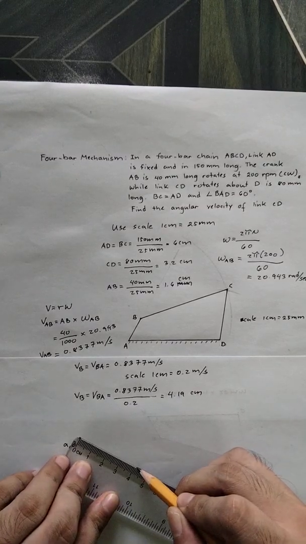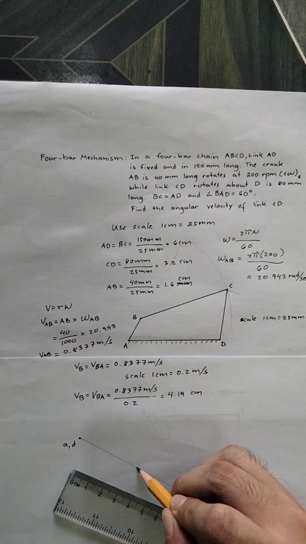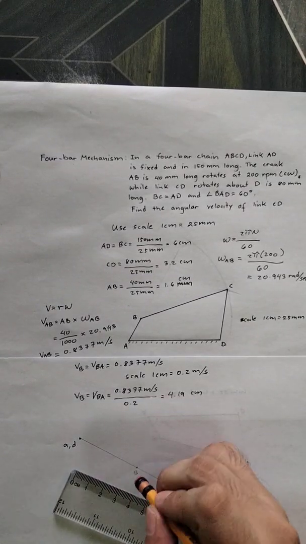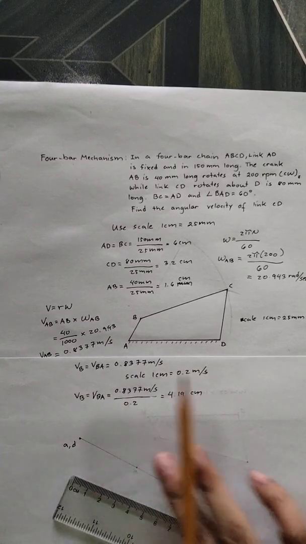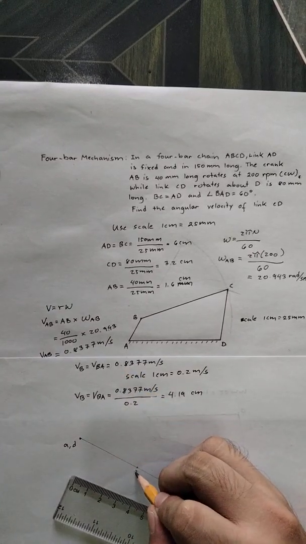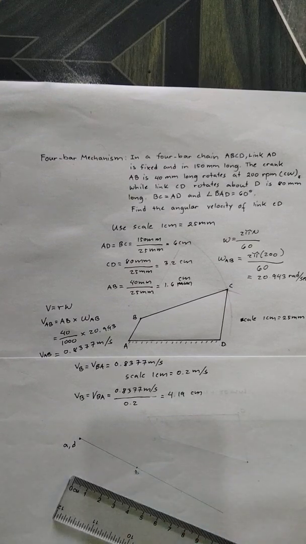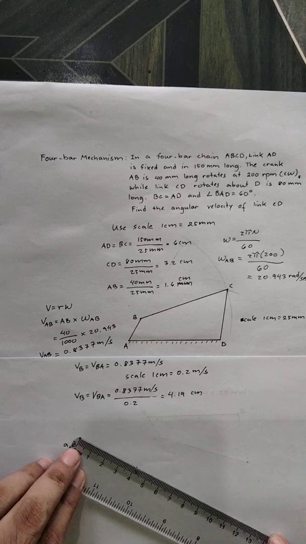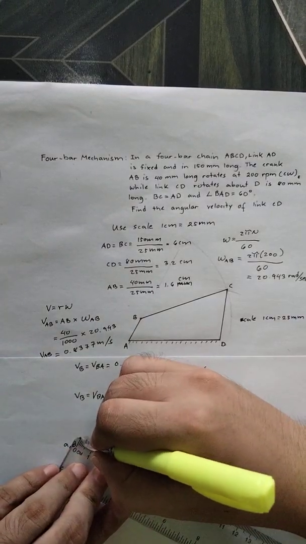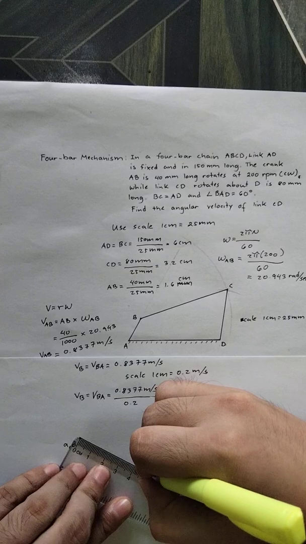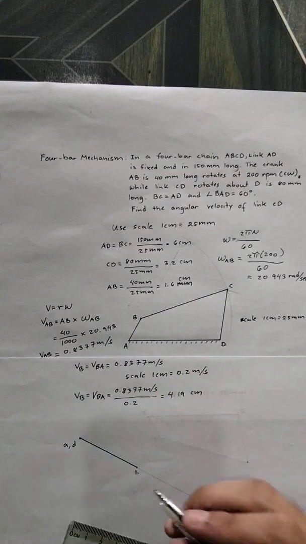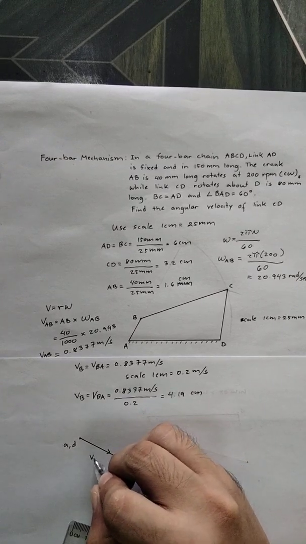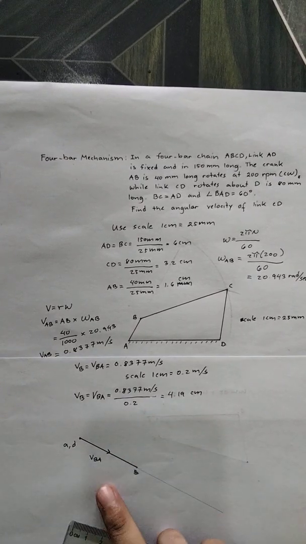4.19, so maybe around here. Okay, so this is now your point B. No, use a small letter if it's in the vector diagram. Okay, so therefore this is now the equivalent of the linear velocity of point B in the vector diagram. So this is the speed, that is the velocity of B relative to A.